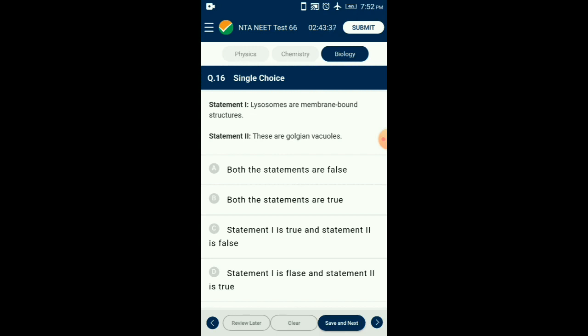Golgian vacuoles are expanded parts of the cisternae which have become modified to form vacuoles. The vacuoles develop from the concave or maturing face. Golgian vacuoles contain amorphous or granular substance. Some of the Golgian vacuoles function as lysosomes. So the answer for this question is option B. Both the statements are true.